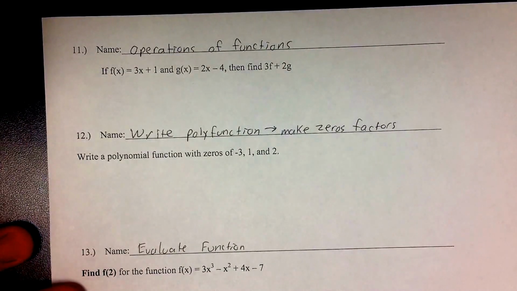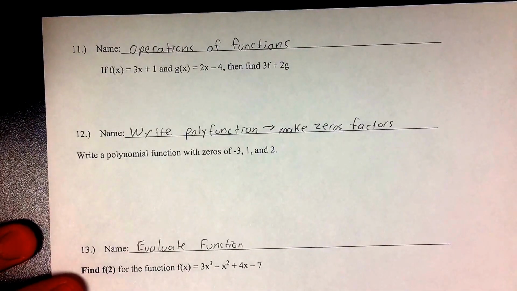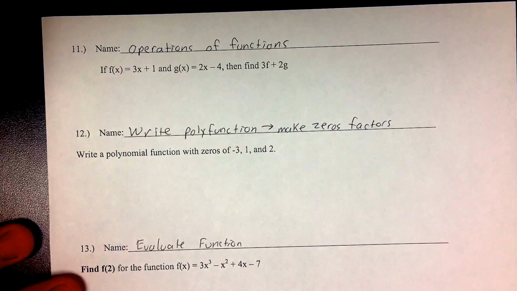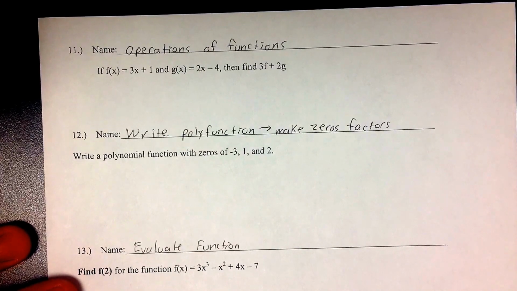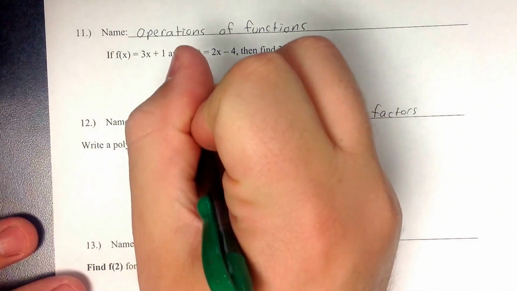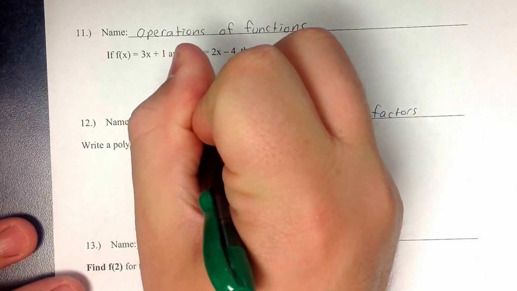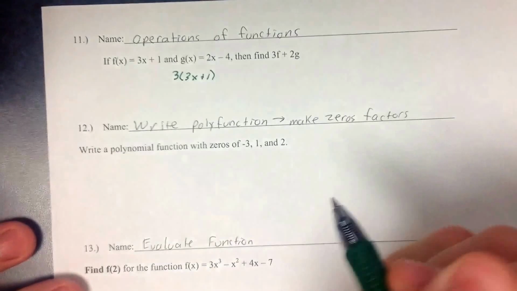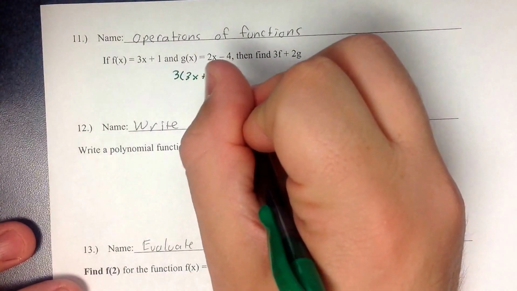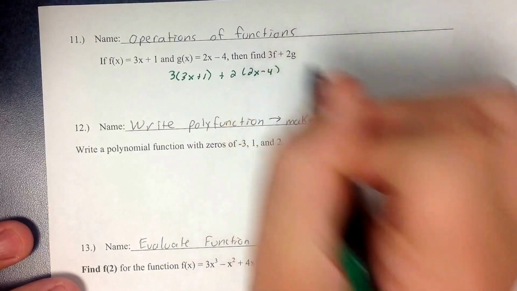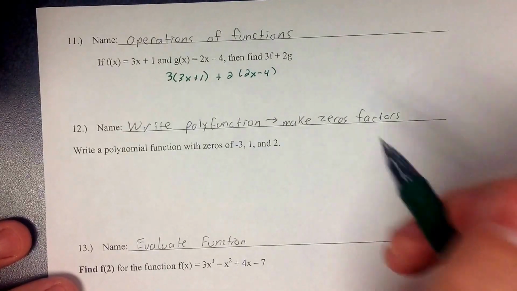Okay, number 11 is kind of an extension carryover from the first 9 weeks problems on operations of functions. It says if f of x is 3x plus 1 and g of x is 2x minus 4, find 3f plus 2g. So that means I'm taking 3 times the f function, which is 3x plus 1, plus 2 times the g function, which is 2x minus 4.